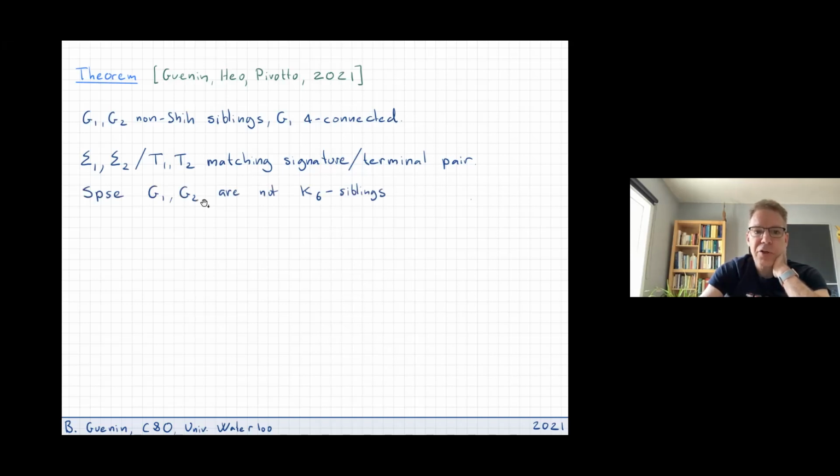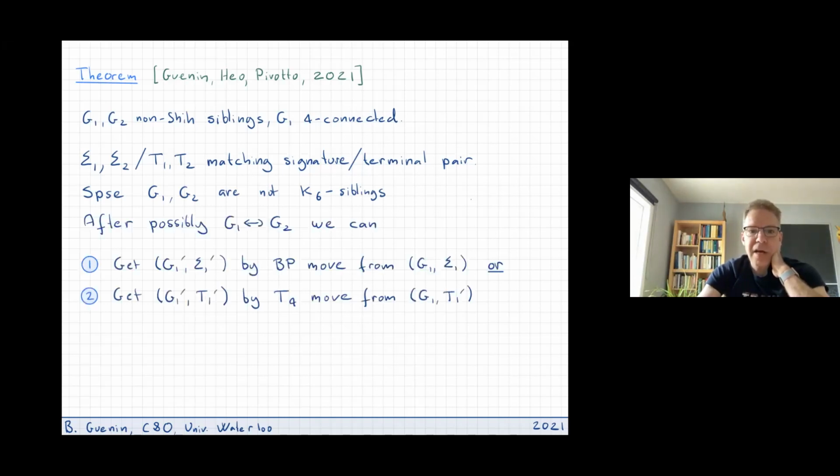And now I'm going to, well, first assume that they're not this K6 construction. I mean, if they are, I'm sort of happy, right? That's one of the outcomes. So if they're not this K6 construction, then I'm going to pick one of those two graphs there. I can assume that it's G1.